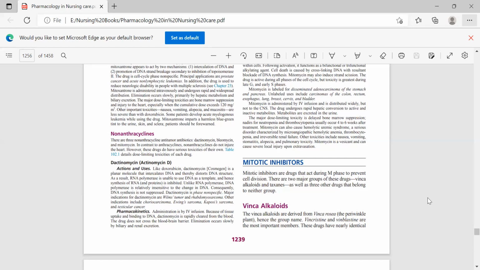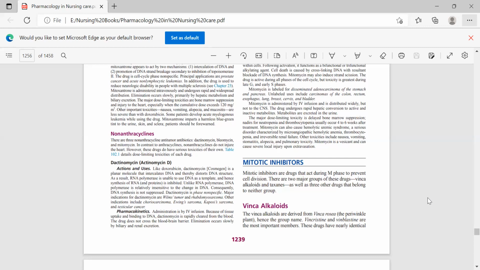For pharmacokinetics, administration is IV, and because of tissue uptake and binding to DNA, dactinomycin is rapidly cleared from the blood. The drug does not cross the blood-brain barrier. Elimination is slow and by biliary and renal excretion.